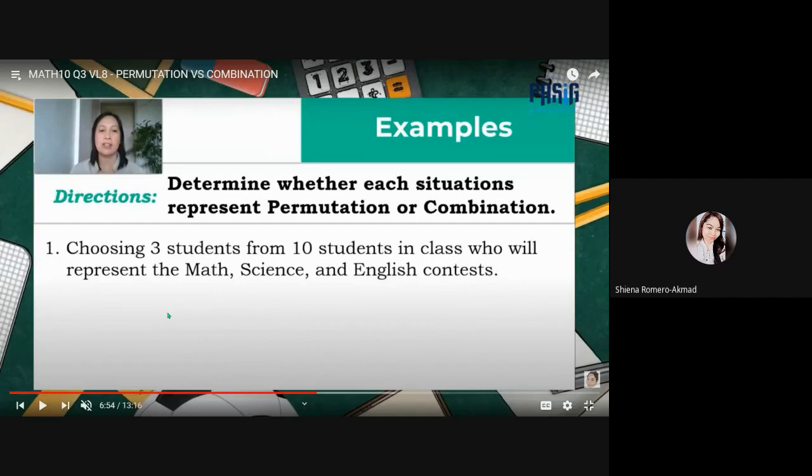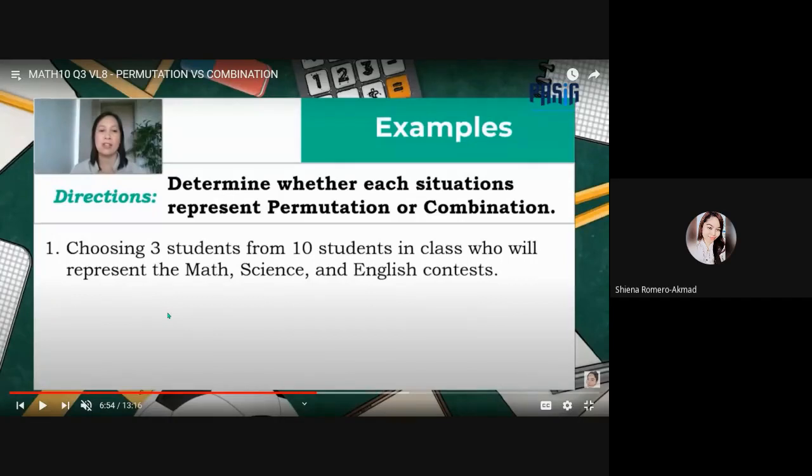So, dito ay number 1. As you can see, kung choosing 3 students lang from 10 to represent the class at walang binanggit na subjects, that would be combination. Kaya lang dahil meron tayong assigned subject or assigned representative for each subject, it would become permutation. Okay?